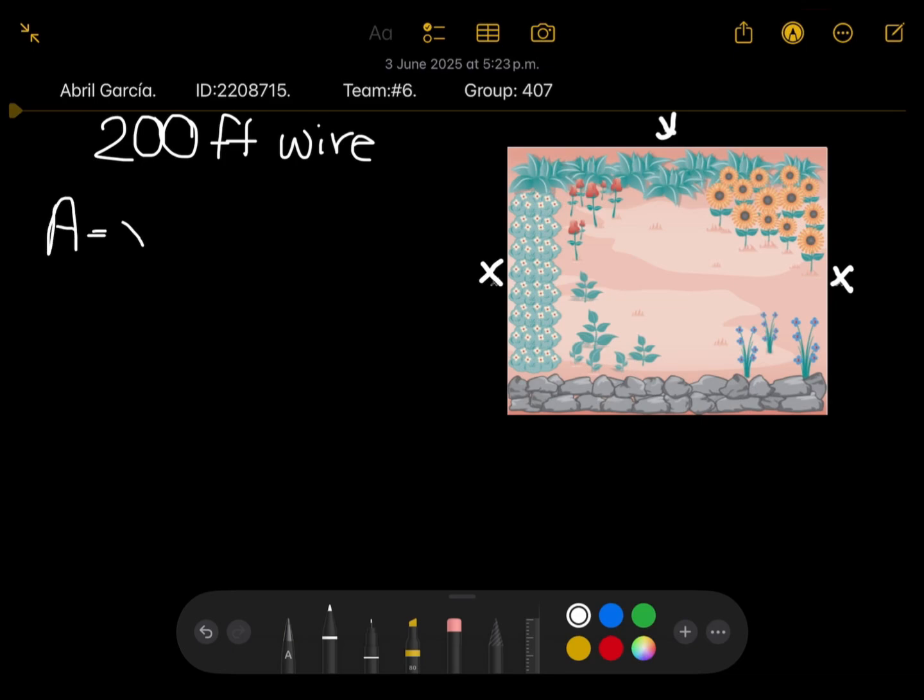Now, our garden has the form of a rectangle, which means that the area is x times y. And the perimeter is adding all the sides. As I already said, one of the sides has rocks, which means that we're going to use wire on just 3 sides. So the perimeter will be 2x plus y equals 200 feet of wire. This will help us to determine the maximum area of the garden.